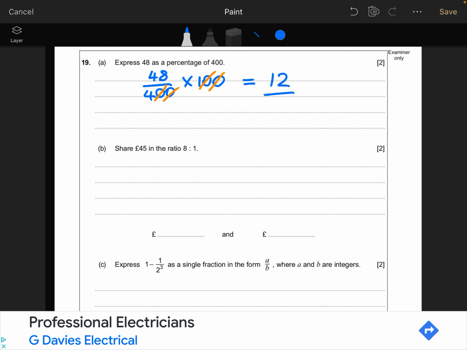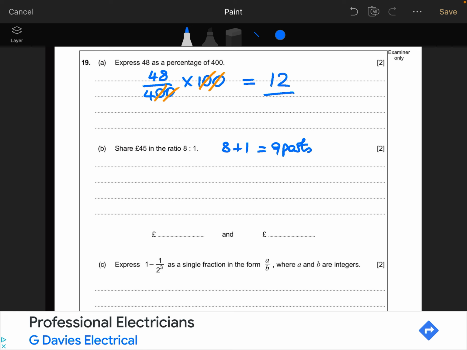Share £45 in the ratio 8:1. Well, when we're dealing with ratios, we need to know how many parts there are altogether, and that is the 8 parts on the left hand side plus 1 part on the right hand side, which is 9 parts in total.